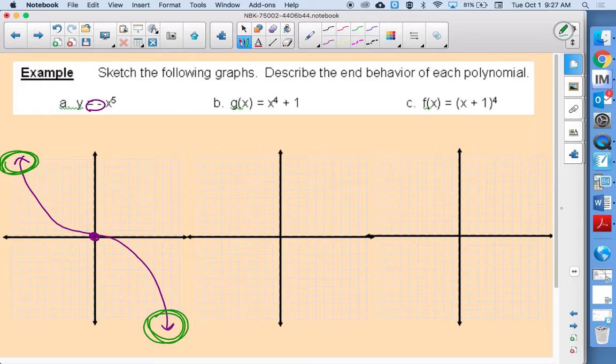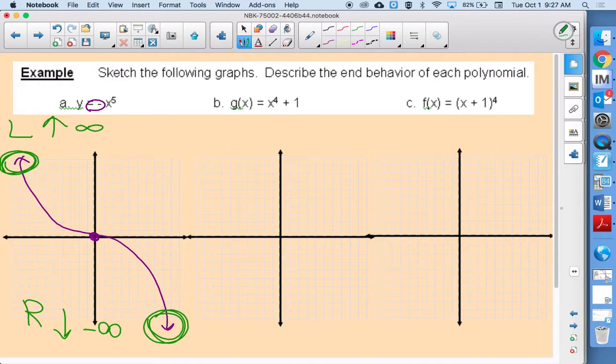So where does the graph end? And we always describe where it ends on the left and where it ends on the right. So to start off with, I'm going to just do basic verbals, more English sounding instead of math. But I would say the left side goes up and the right side goes down. That would be describing where it ends. So on the left side, it's ending up. We could even say it's ending up at infinity. The right side is ending down, and it's ending down at negative infinity.